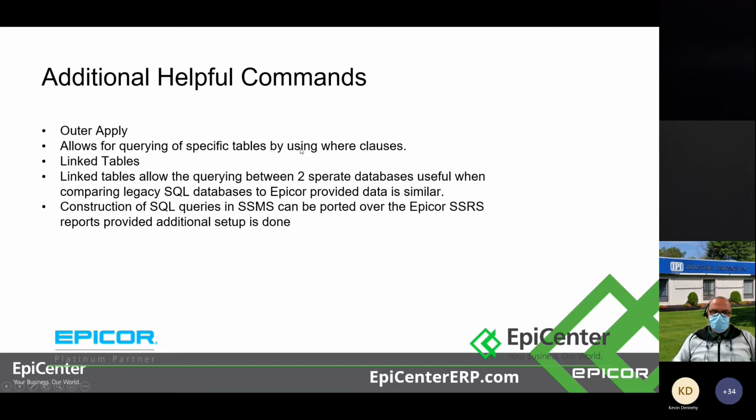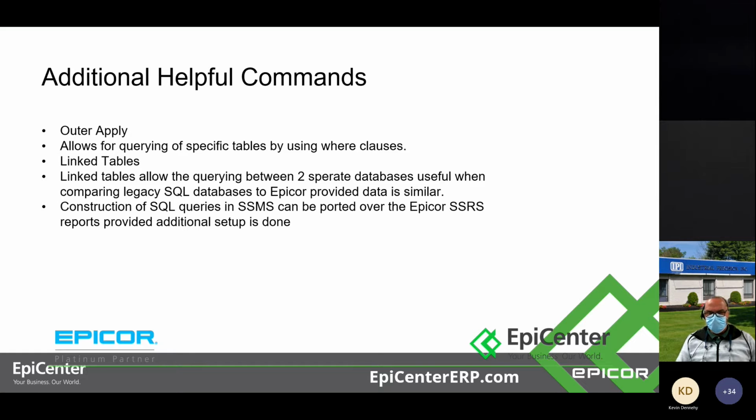Some of the additional items that we're going to be going over and some helpful commands: we're going to be covering an example that uses outer applies, which is another way of conducting subqueries in tables in case you're interested in knowing specific pieces of data. Link tables, I'm really not going to have a use case example for this one just because I haven't spun up a secondary system to do a link table example.